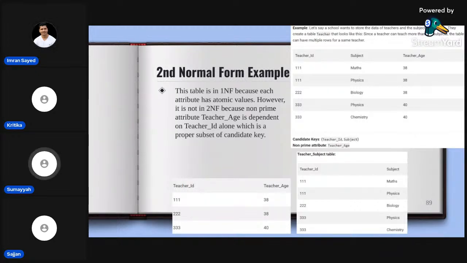So to make it in second normal form, we have to split it into two tables, one with teacher ID and teacher age, and the second with teacher ID and subject. Excellent.